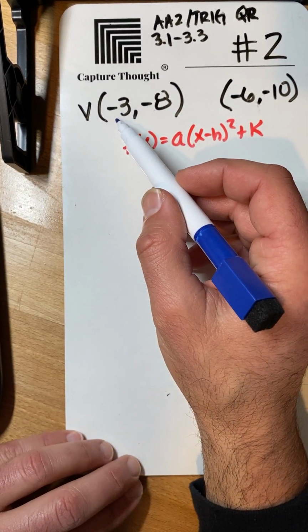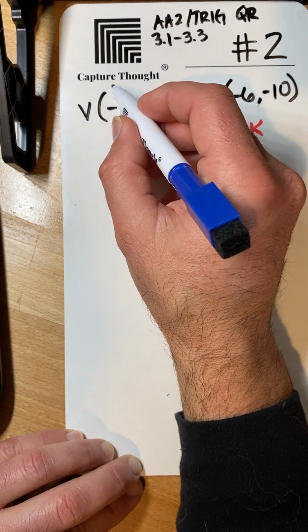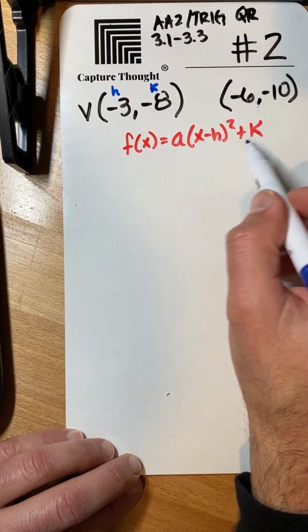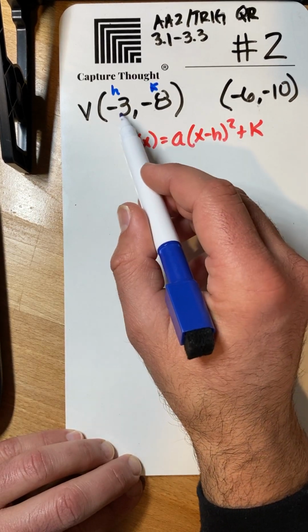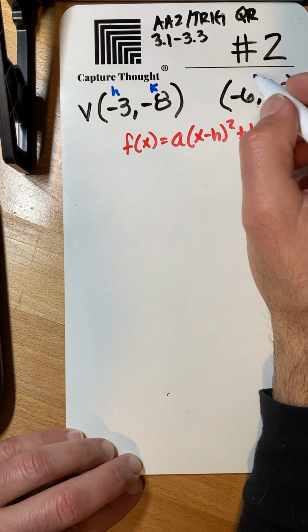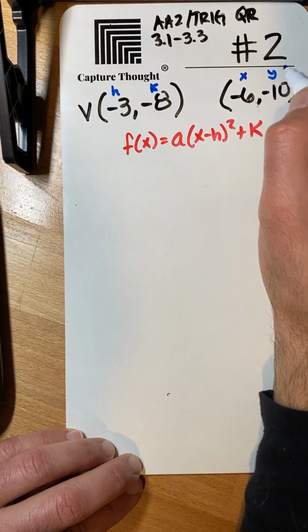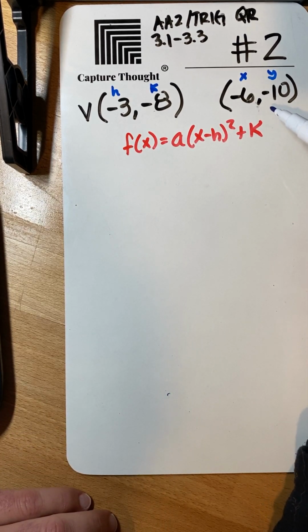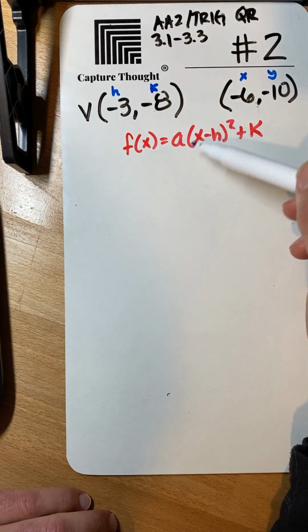So if my vertex is -3, -8, that means that this is the h and this is the k in this formula down here. The h and the k are represented right there, -3 and -8. You also want to represent these as an x value and a y value. Remember, this is just a random point that the graph has to go through. So once you have all this information, you're going to plug it in and solve for a.